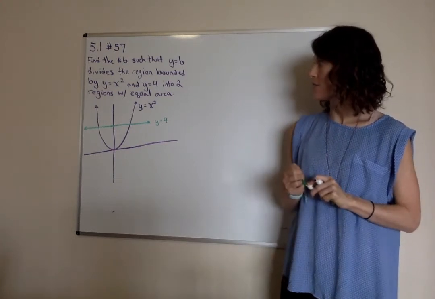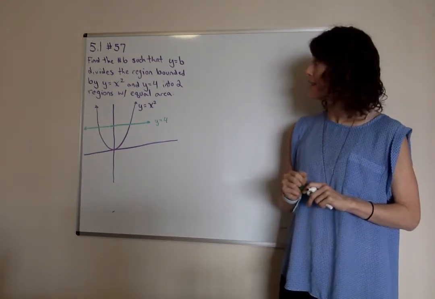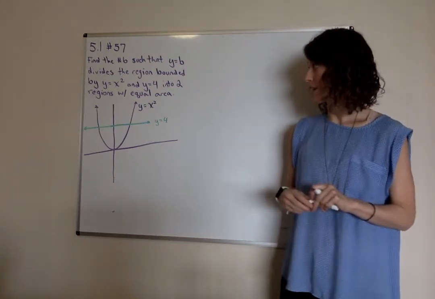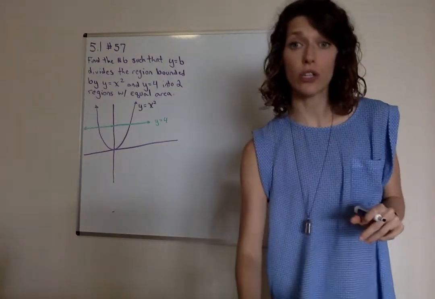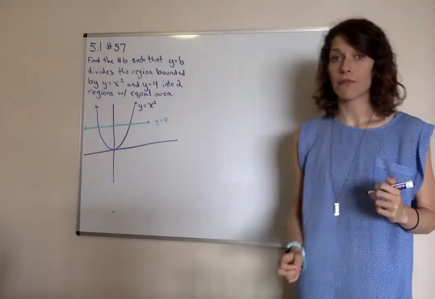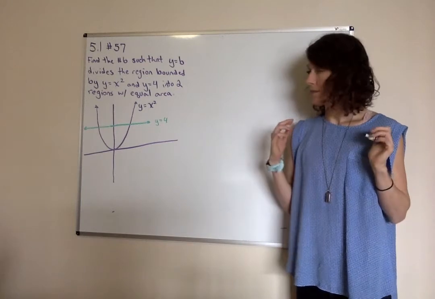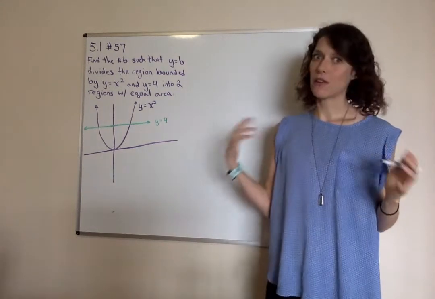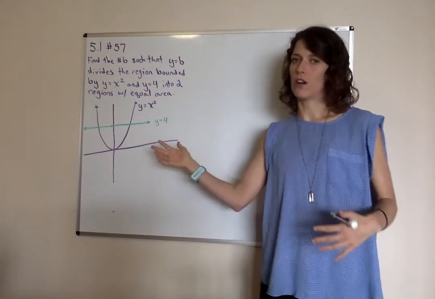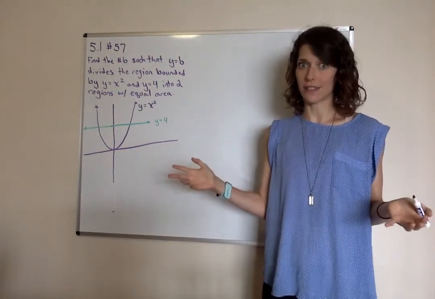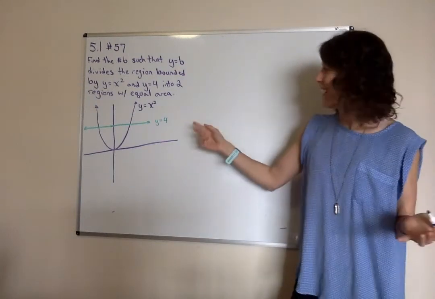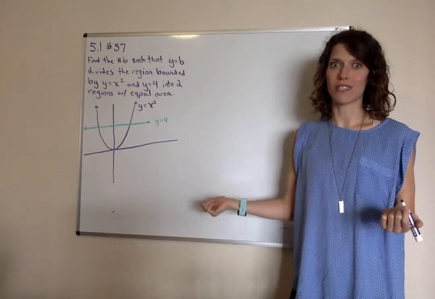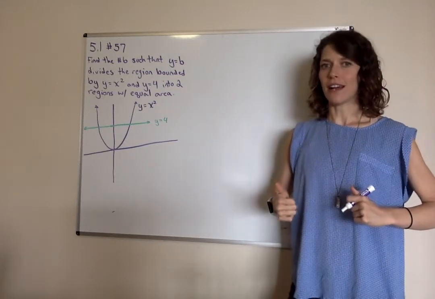The question asks you to find a value b such that the line y equals b divides the region bounded by y equals x squared and y equals 4 into two regions with equal area. So I want you guys to try this problem out for a second. If you get really frustrated, move on to just watching the video. This is a pretty challenging problem, but I would really start by making a picture of what's going on. So try it out and then tune back in.